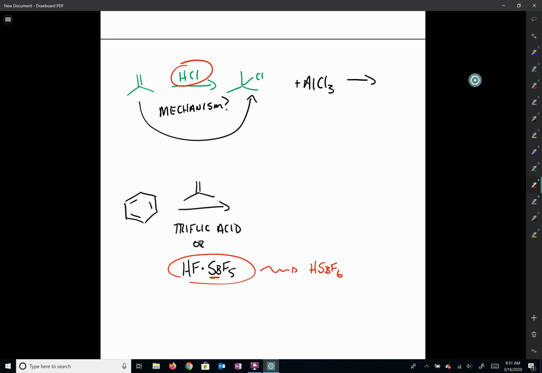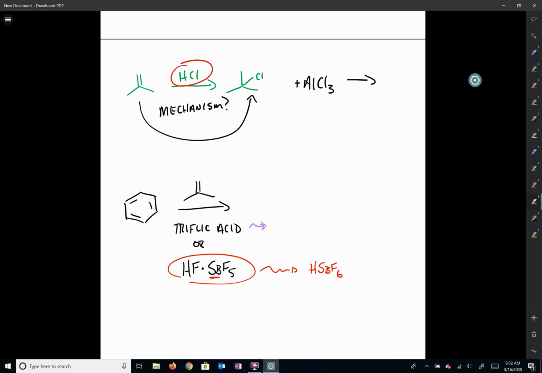HSbF6. Well, gee, why didn't you just write it like that to begin with? Well, either way is fine. We're intending the same thing. There is a technical difference between the two, although for us it doesn't really matter. Anyway, so triflic acid, or this antimony adduct there. Oh yeah, so what is triflic acid? Triflic acid is a shorthand for trifluoromethanesulfonic acid.